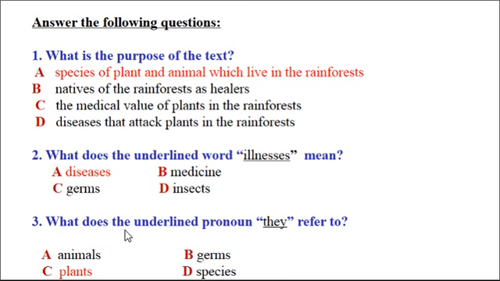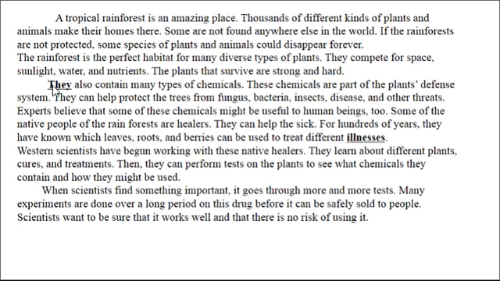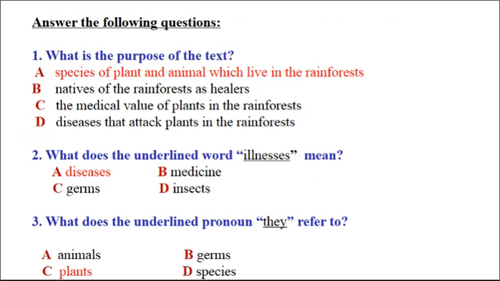3. What does the underlined pronoun they refer to? Go back to the text. They also contain many types of chemicals. The answer is plants. C.